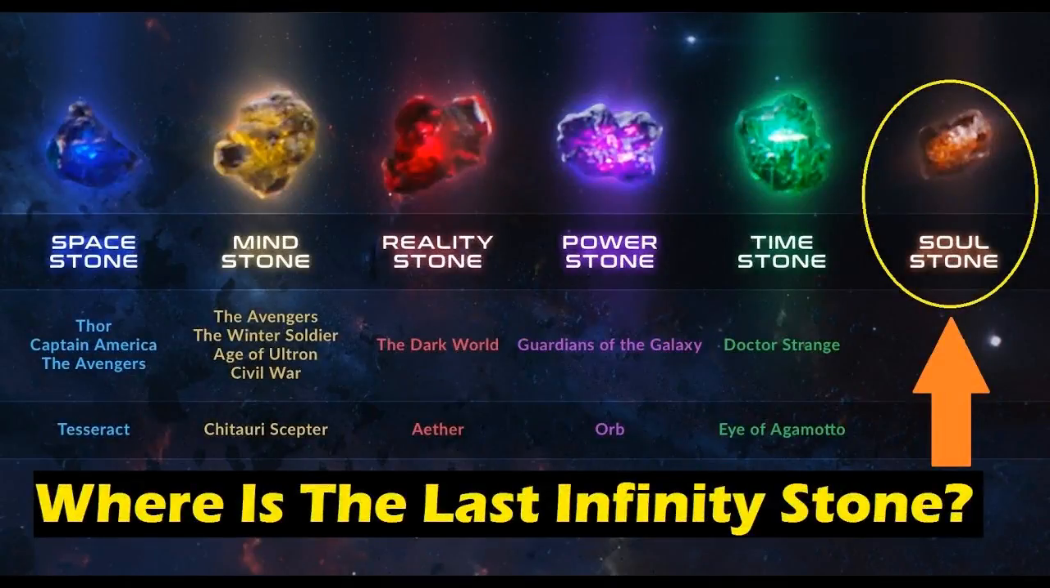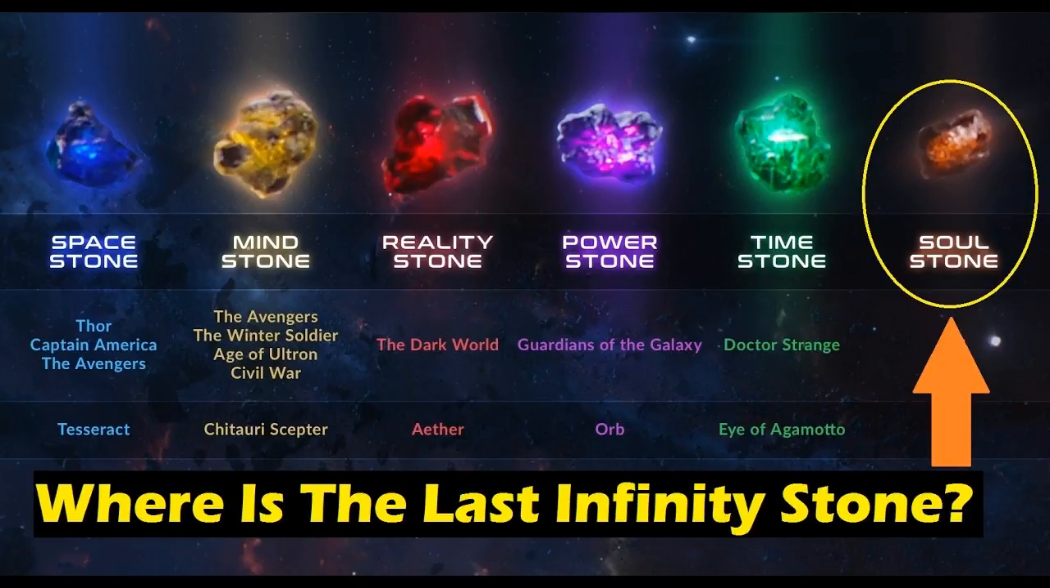So we know that the orb, or the Power Stone, is with the Nova Corps. We know that the Aether, or the Reality Stone, is with the Collector. We know that the Tesseract, or the Space Stone, is on Asgard powering the Rainbow Bridge. We also know that the necklace, or the Time Stone, is in the training grounds of Nepal, and we know that the Mind Stone is in Vision's forehead.